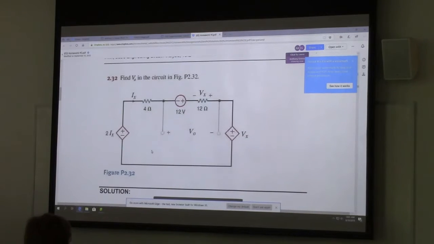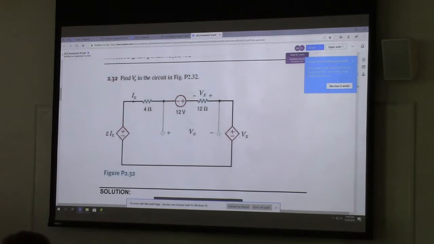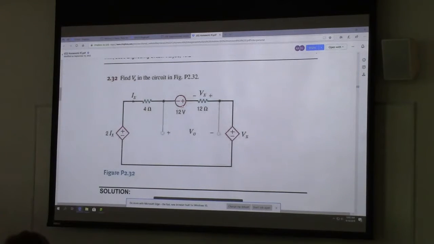So the only thing that we look at when we write up the polarities here is the fact that this is positive polarity, positive polarity, positive polarity. 2Ix plus 12 plus Vx.